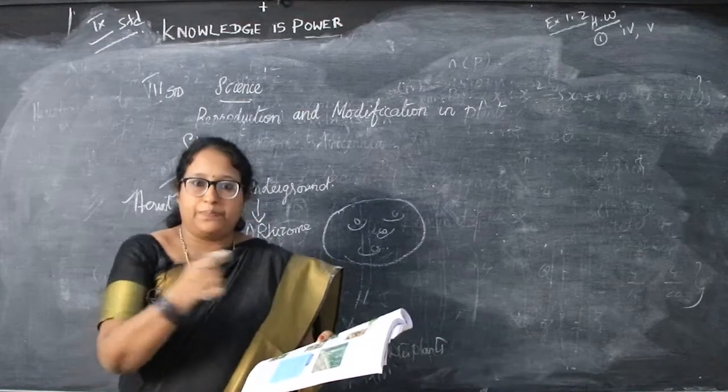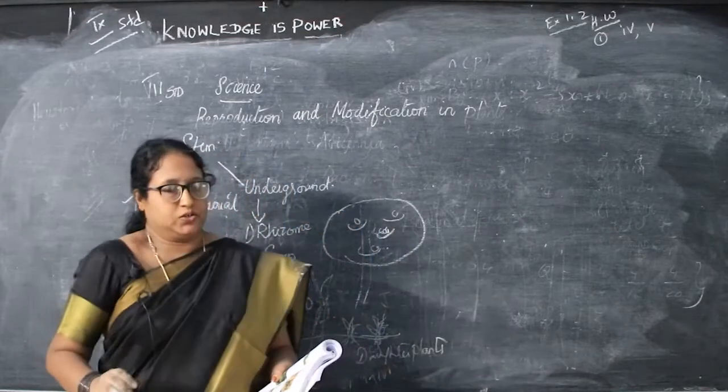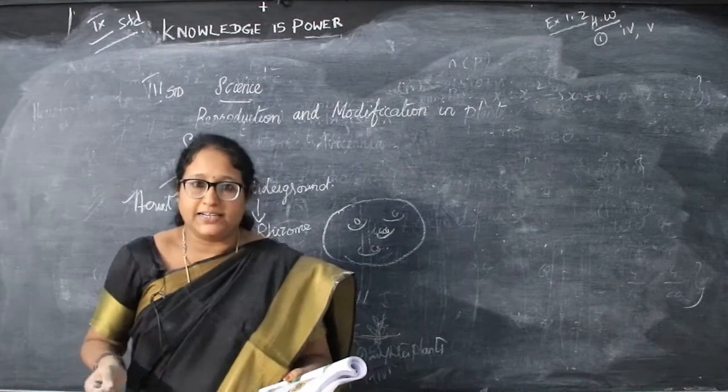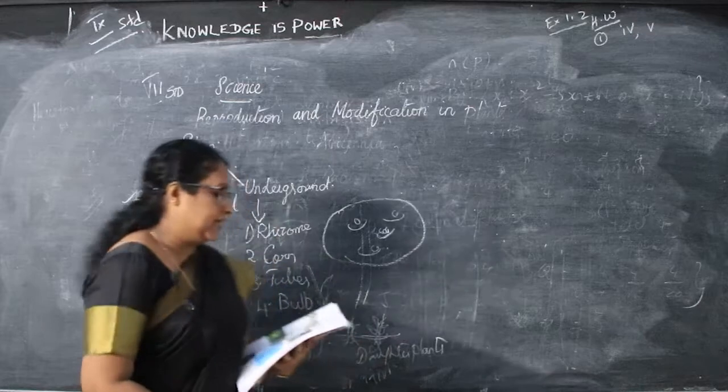And if we plant this part of a flower with the bud, it grows into a new plant. So what happens if we plant the part of a flower with the bud? If we plant it, it grows into a new plant. Example, potato. Now next we will see bulb.